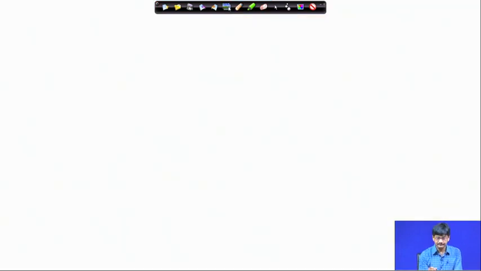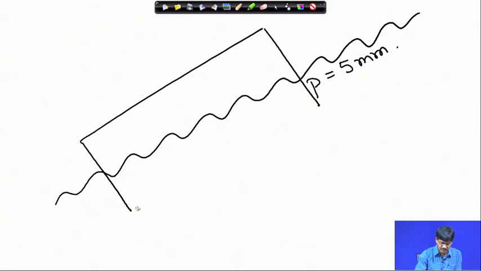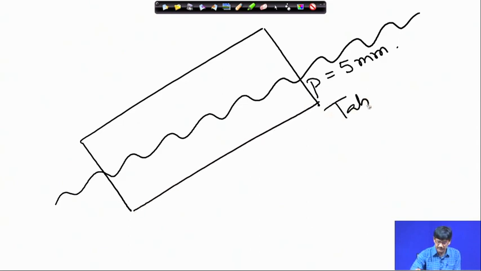I will draw the simplest possible description. This was the lead screw. It was at an angle. The lead screw must have been travelling on a nut which had a pitch. Let us say this pitch is equal to P, or say 5 millimeters. So, if the lead screw has a pitch of 5 millimeters per rotation, it will make the table travel. This is the table. The table will be travelling per rotation by a distance of 5 millimeters.